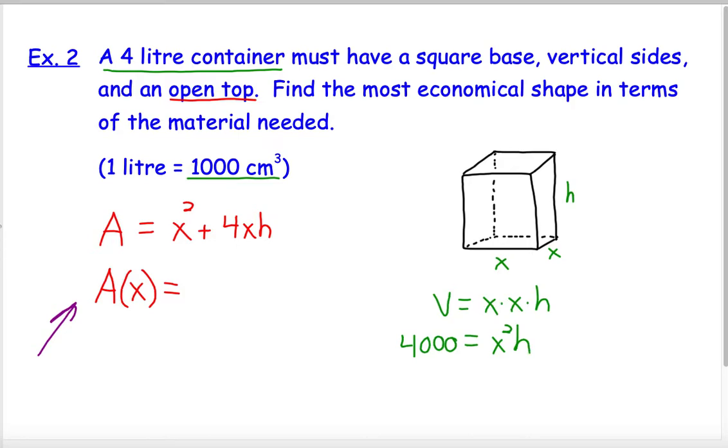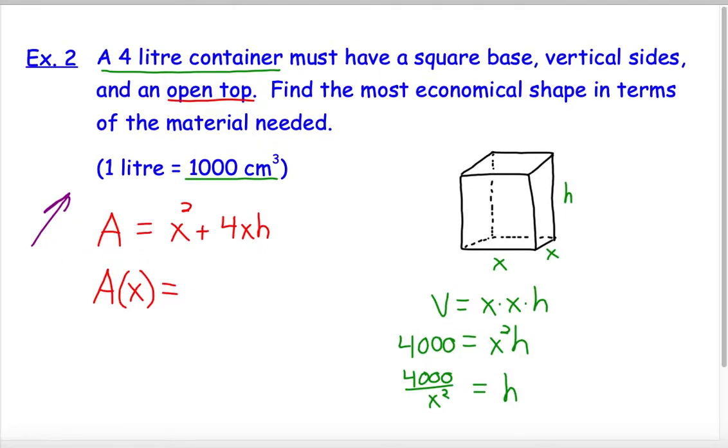So there's my second equation. If I can solve this for h, I could also have solved it for x and written my area in terms of h, but I think you can see that'll be more difficult. So I have 4,000 over x squared. Now I want to take that and replace the h in my area function, so that it will be in terms of a single variable.